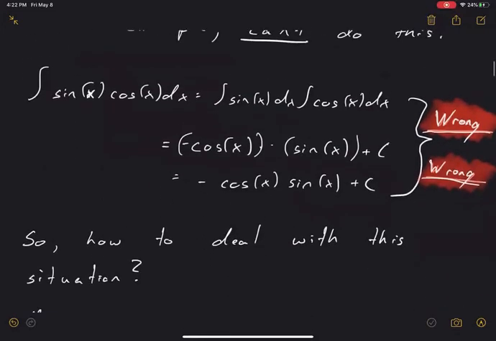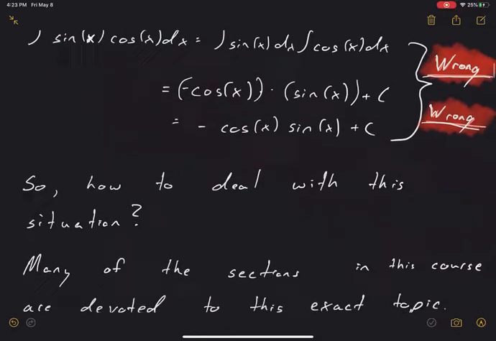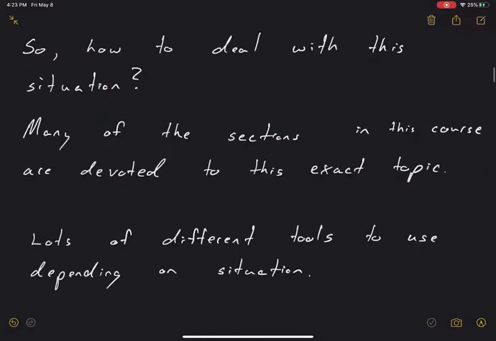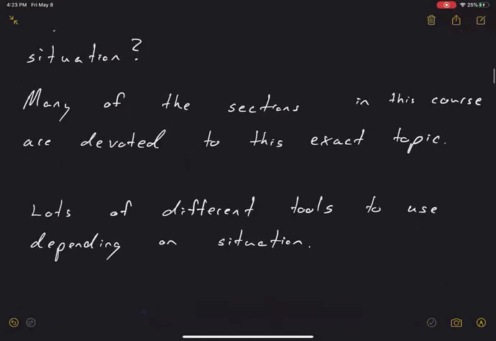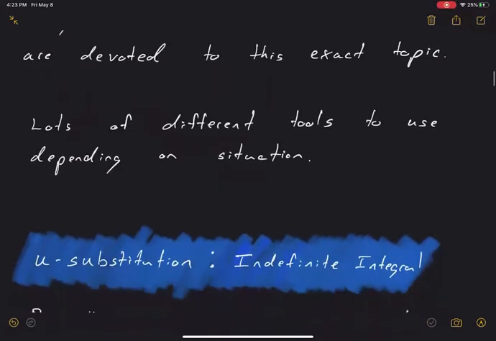Okay, how do we deal with this situation? Well, there's going to be several different methods we use, and that's what a lot of this course is. A lot of the sections in this book are overcoming this difficulty, one function multiplied by another and trying to integrate. So there's a lot of techniques, and that's what a lot of this textbook is about. And in section 5.5, we're going to learn a specific technique, the first tool in our toolbox of integration. It's going to be the u-substitution.